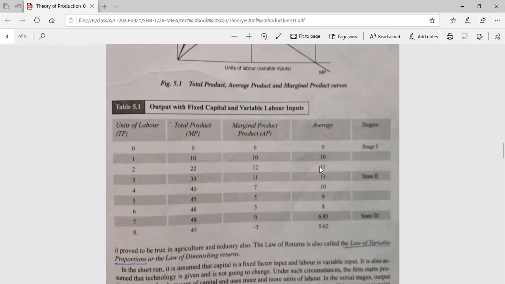So you see here, how do you get this average value? You add this 12 and this 10, divided by how many values you have taken? 2. That becomes 11. Okay. Next, you add this 3, divided by 3, you get this 11. Do you get now how to get the average values? You just add only the marginal values.